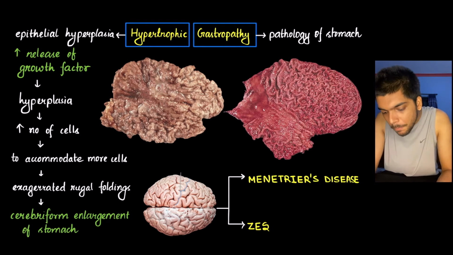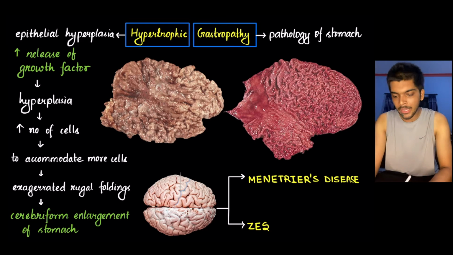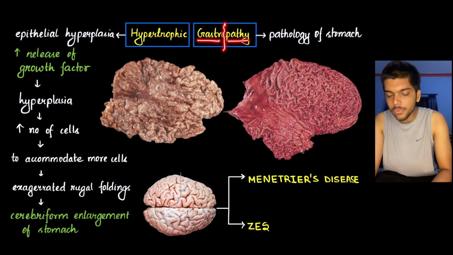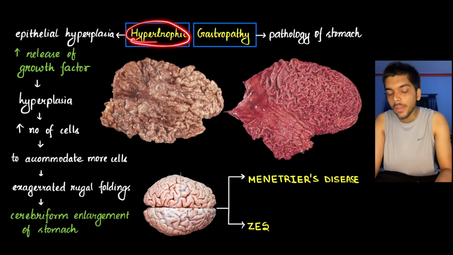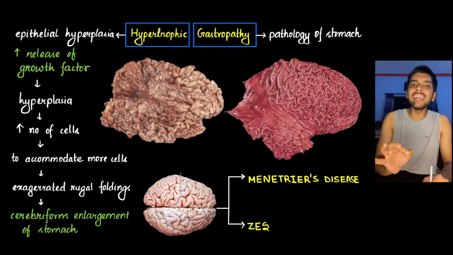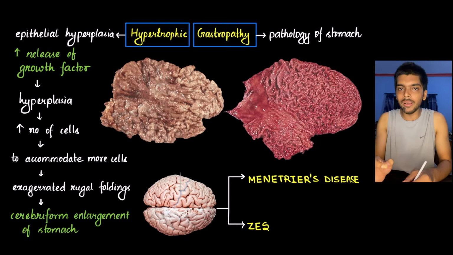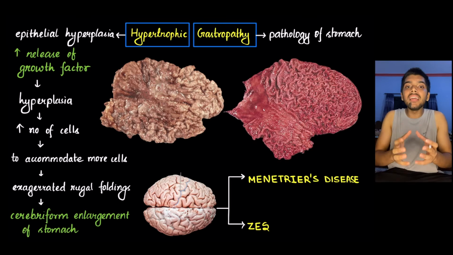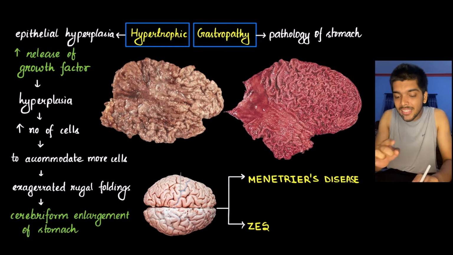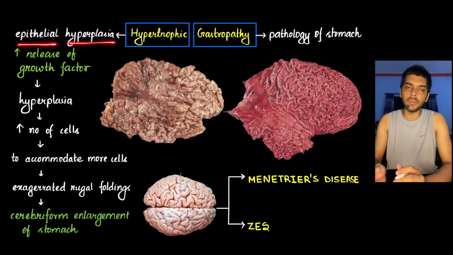Okay, hypertrophic gastropathy. It is a pathology of the stomach. What kind of pathology? Hypertrophic pathology, because there is an increment in the size of the stomach, enlargement of the stomach. And the reason behind the enlargement of the stomach is epithelial hyperplasia.